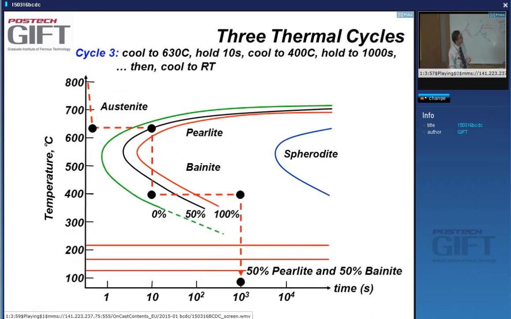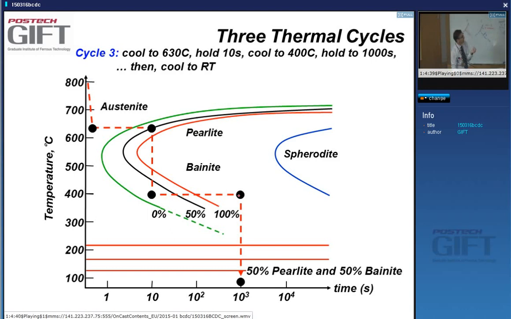And there's no reason not to make more complex thermal treatments. For instance, cycle 3: you cool to 360, stay there for 10 seconds, cool to 400, hold 1,000 seconds, and then cool to room temperature. So you go here, austenite. If you transform for 10 seconds, 50% will be pearlite, because I have reached the 50%. So now I'm left with 50% austenite. I cool down and I do the transformation.